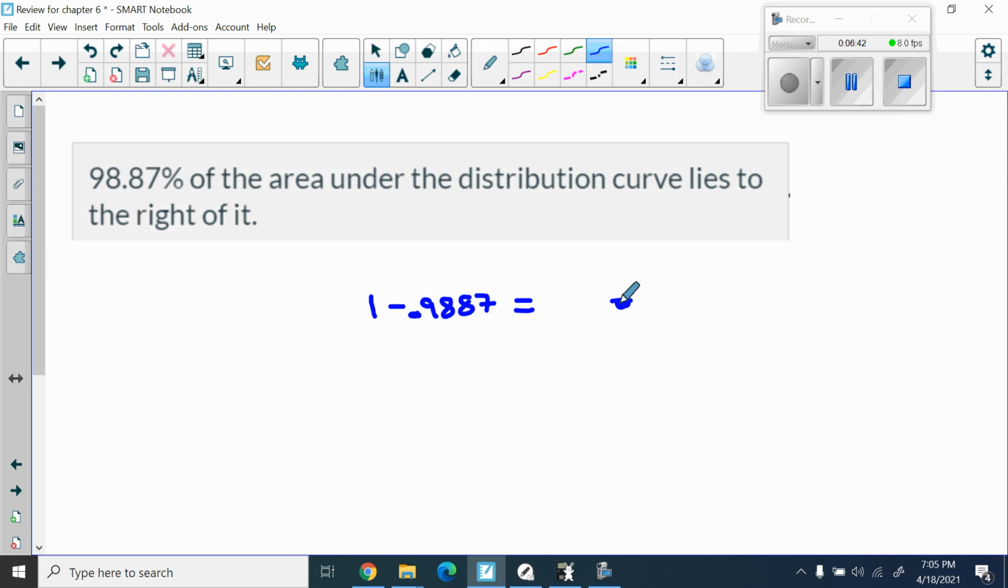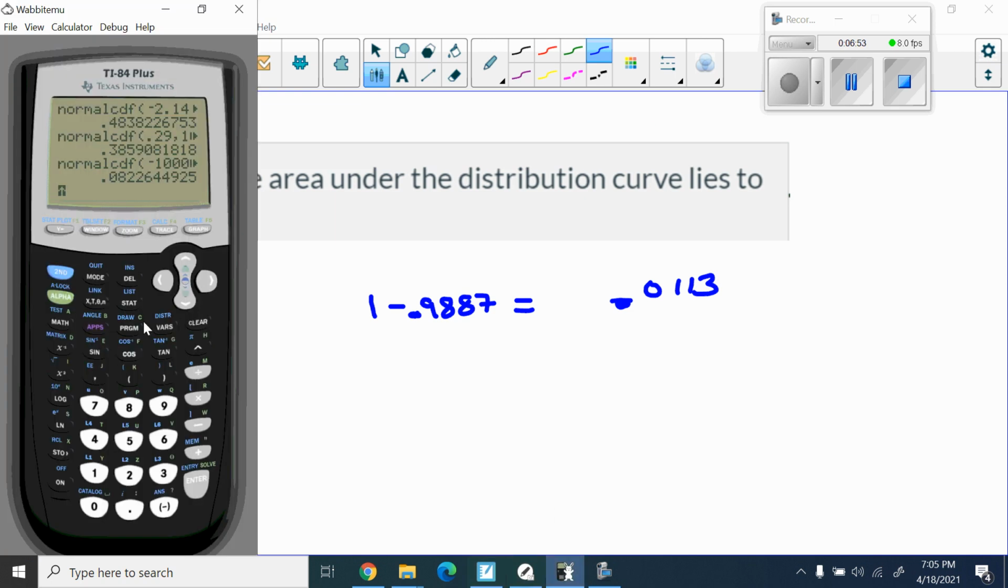So this is when we're using inverse norm and we're trying to get the z-score. So 0.0113. Again, with my calculator, I'm going to do second VARS, and I'm going to do inverse norm because I'm trying to come up with a z-score. All right, so I have an area. It's always the area to the left. So 0.0113 is my area.